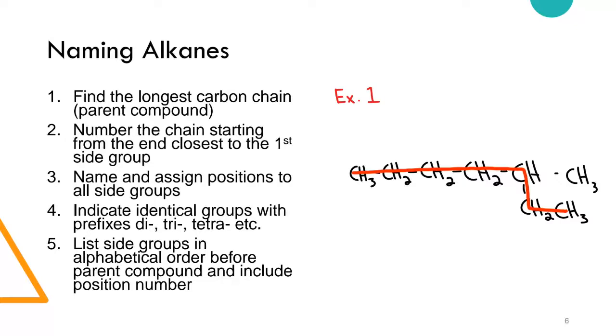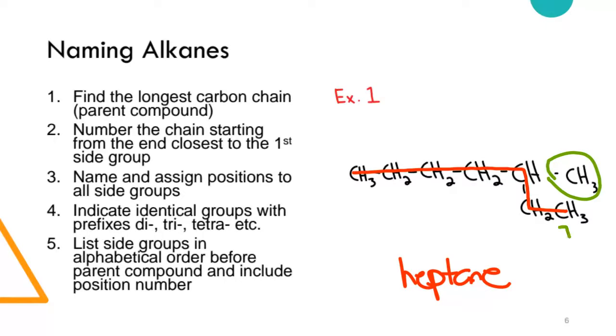My parent compound is 7 carbons long, so what's my parent compound? Heptane, right. Now we need to number the chain, and we're going to number closest to the first side group. I only have one side group. It's right here. So I'm going to start counting from that right side to give that side group the lowest number. It's going to have 1, 2, 3, 4, 5, 6, 7.